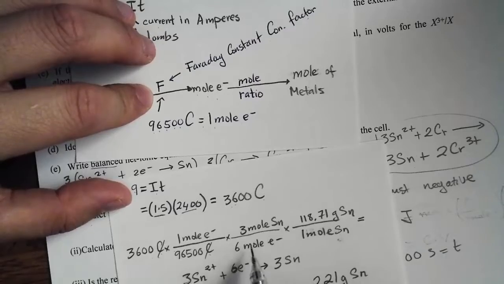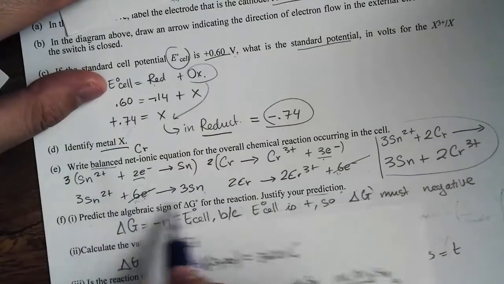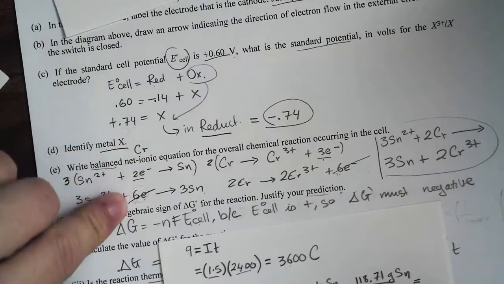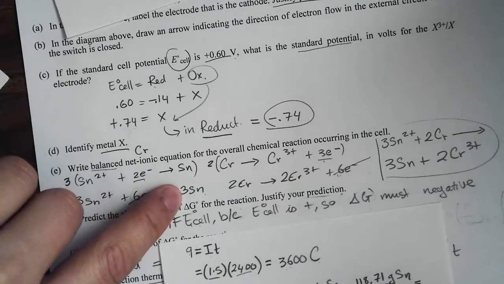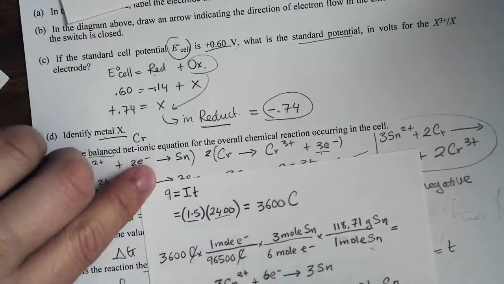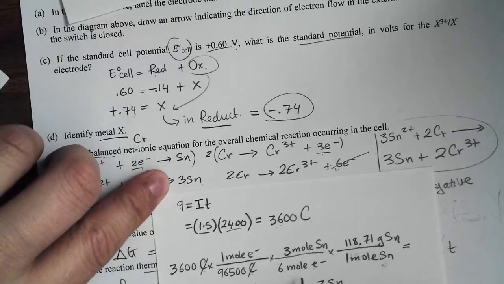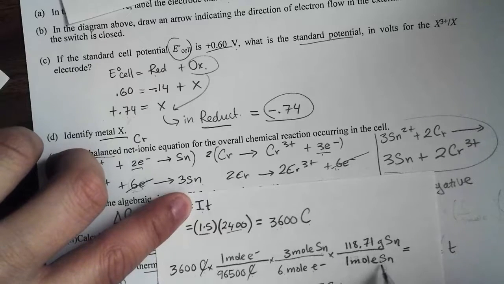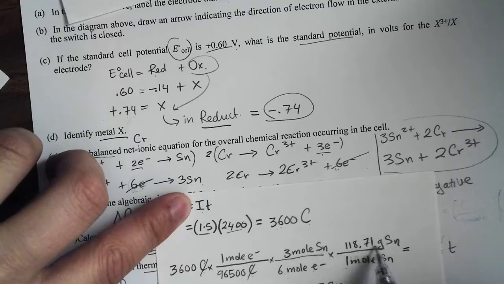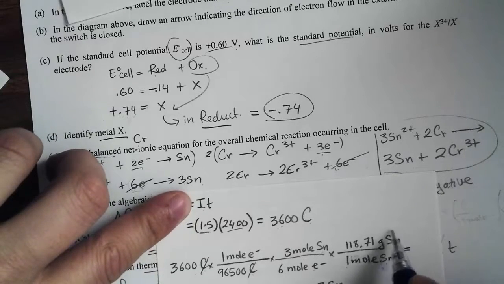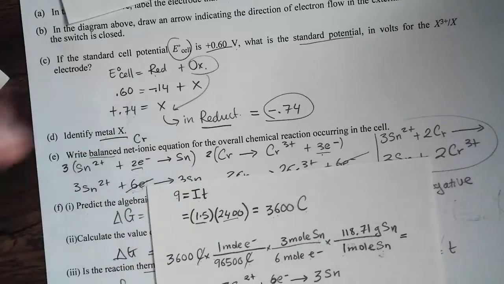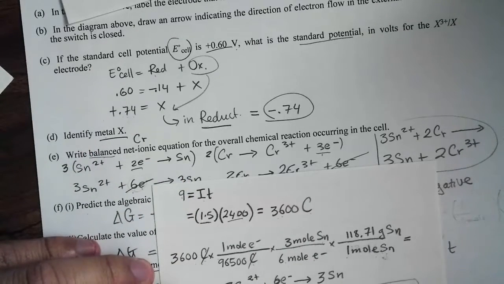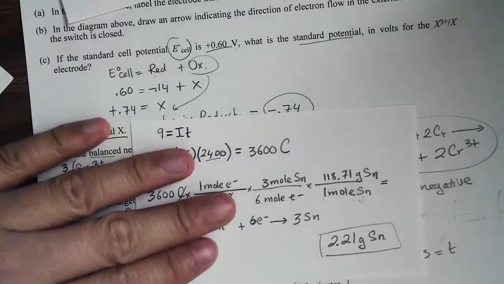And looking at the balanced chemical equation right here, we know that 6 moles of electrons are being transferred for every 3 moles of tin. Okay? So we know that 6 moles of electrons are being transferred for every 3 moles of tin. And once we know the moles of tin, we just convert to mass of tin, which is from the periodic table. 1 mole of tin is equal to 118.71 grams of tin. And there you go. This is your mass in gram. And all we have to do is plug into the calculator, and we have that as our final answer.